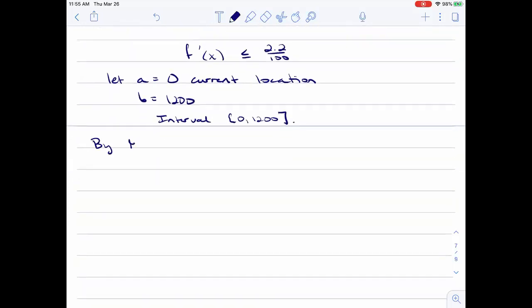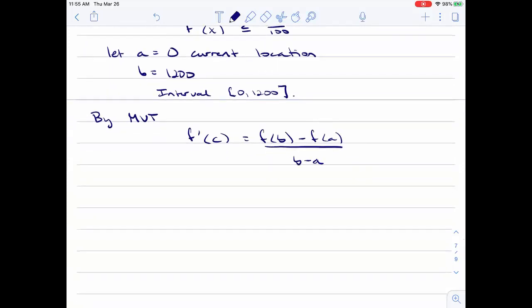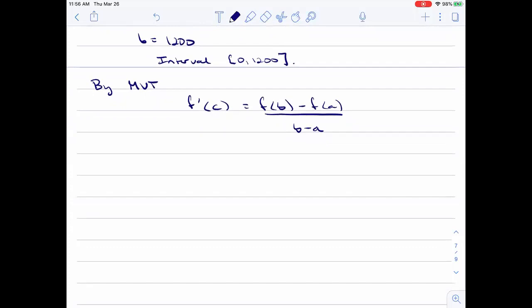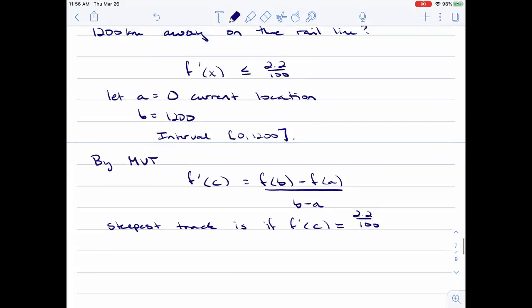So then what we'll say is that by the mean value theorem, I know that f prime of C, in general, must be f of B minus f of A over B minus A. So the steepest track is if f prime of C is 2.2 over 100. Let me rewrite that. Because that's the maximum that's allowed, right?